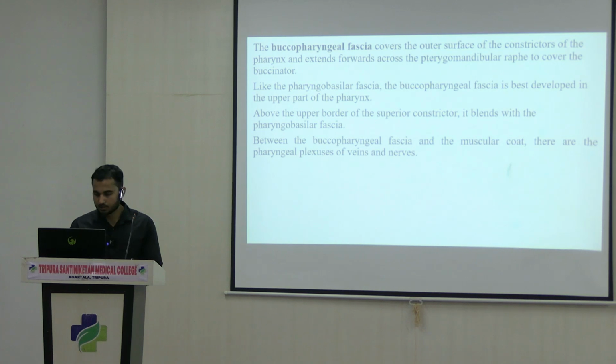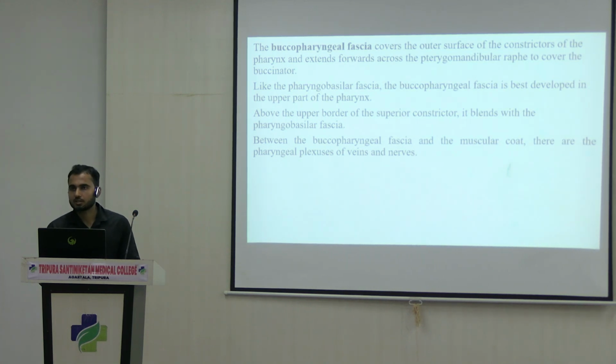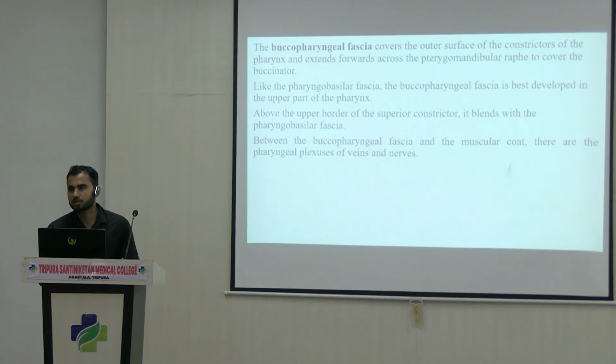Okay, next layer is the buccopharyngeal fascia, the outermost layer. This particular fascia is covering the pharyngeal muscles, mainly the constrictor muscles. Now when it goes anteriorly, what happens? It covers the buccinator muscle. That's why the name is the buccopharyngeal fascia.